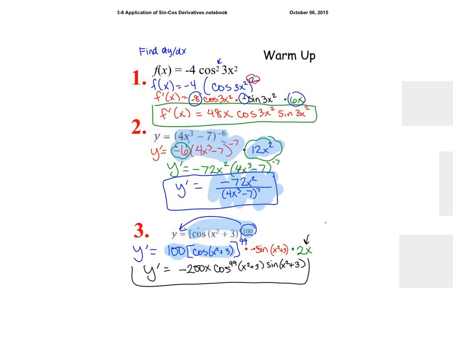Multiply by the derivative of the inside, which is a chain rule inside as well. Cosine is negative sine. The x squared plus 3 remains the same. And then on the outside, you multiply by 2x, because that's the derivative of x squared plus 3. When you simplify everything, you should end up with this.